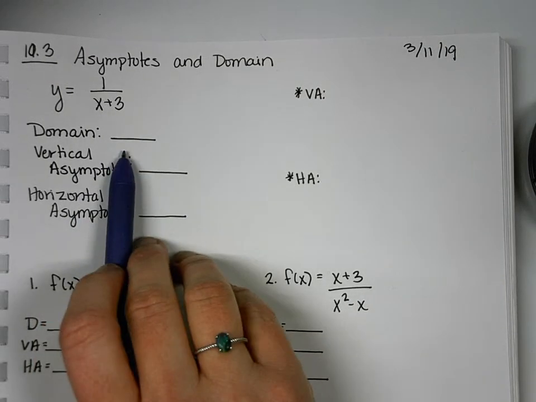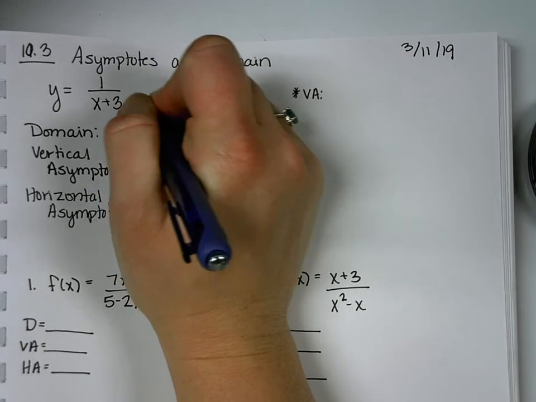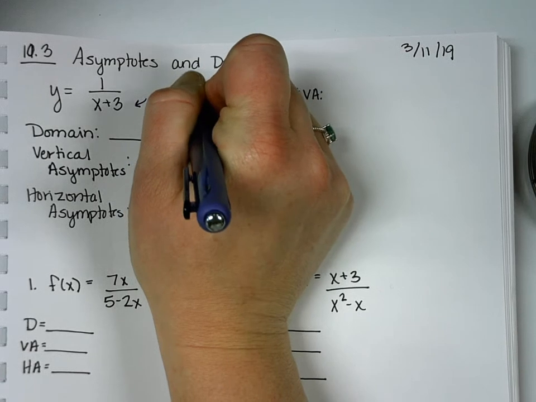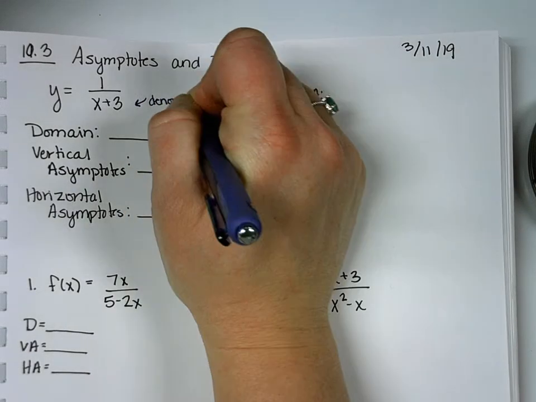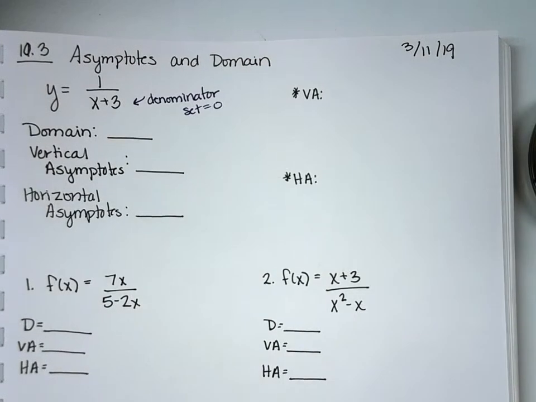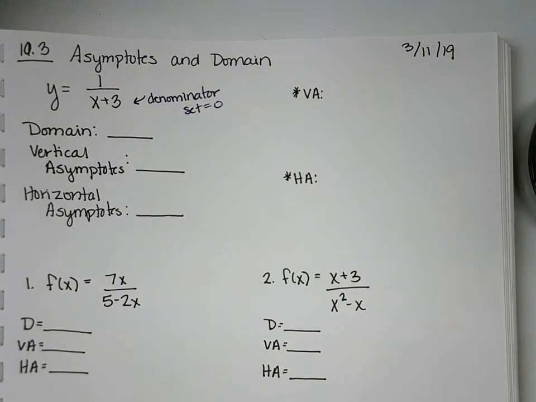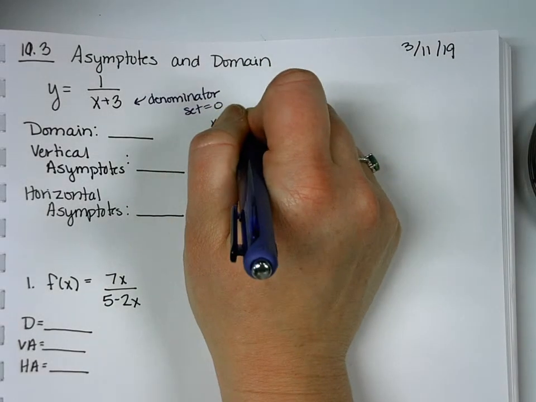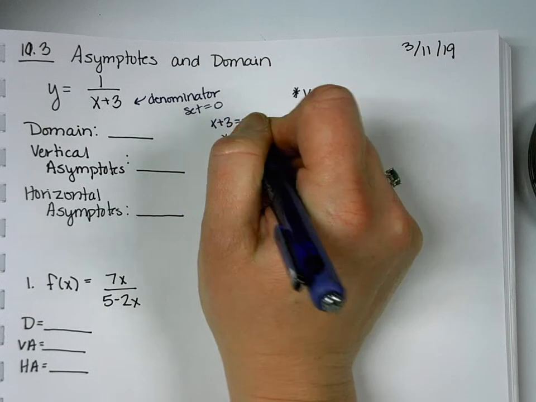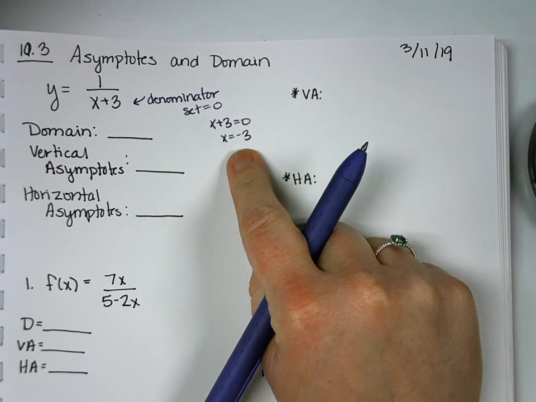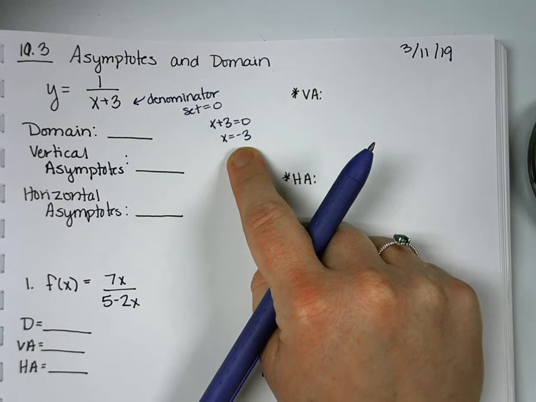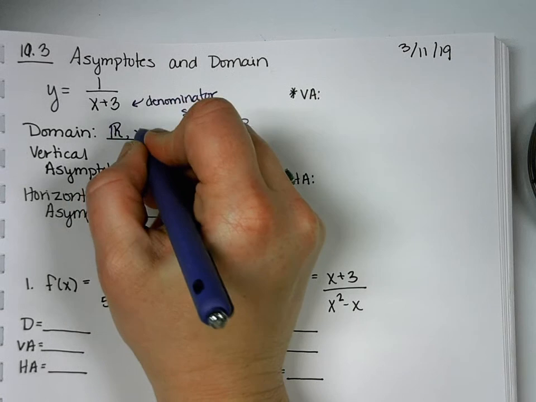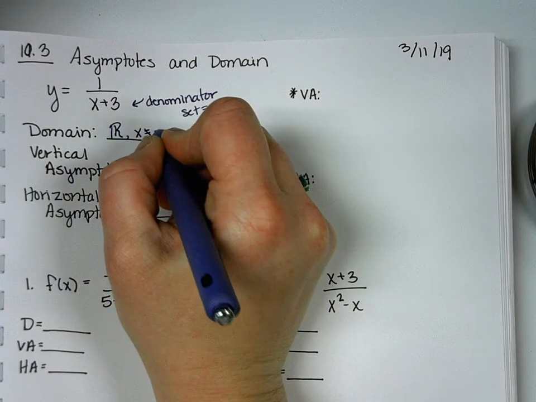So if you remember, to find our domain, you take the denominator and you set it equal to 0 and you solve. So if we take our denominator here, x plus 3, set it equal to 0, we get -3. That means that's the value that x cannot be. So we would say our domain is all real numbers except x cannot equal -3.